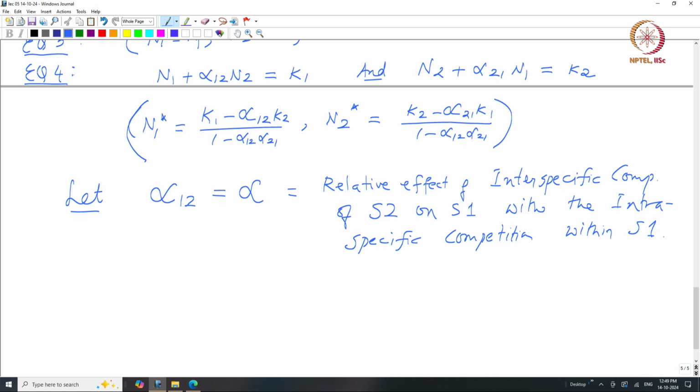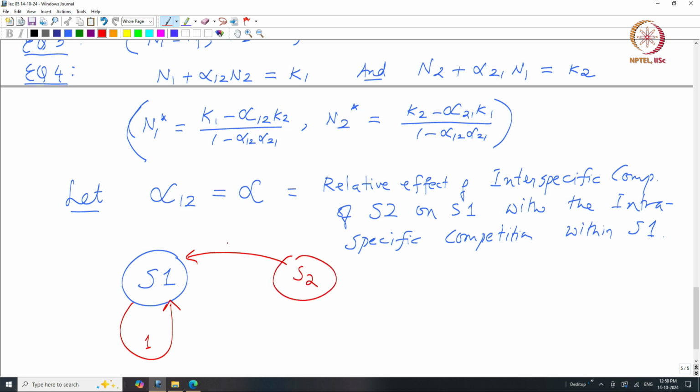I understand this is a really long complex sentence, but the basic idea is that we are comparing. Let us say that we are interested in species 1. Species 1 has its own loop of intra-specific competition, and we can think of the effect of that as 1 unit. What alpha basically is, is the negative effect of species S2 on S1. Okay. So, this is the way to think about this.